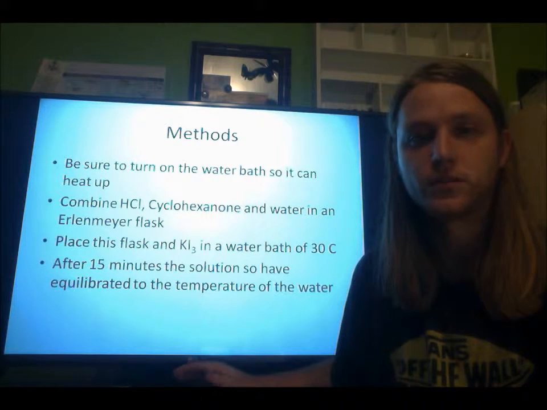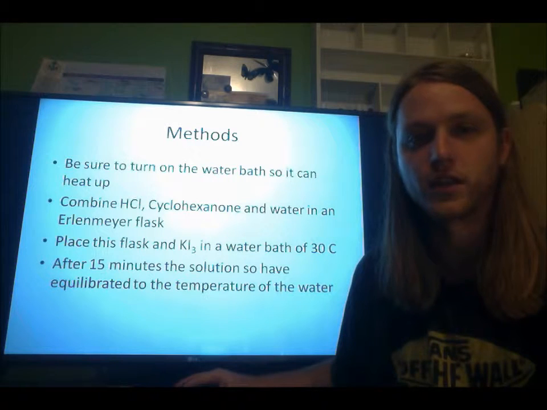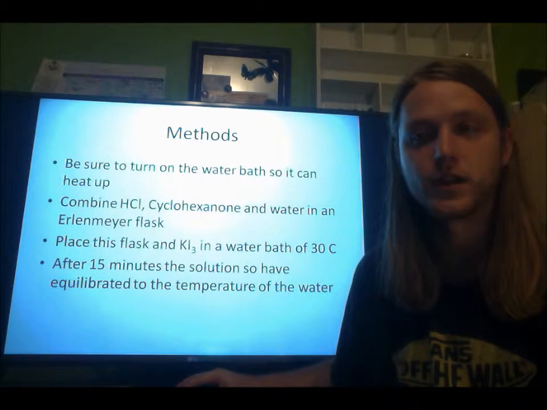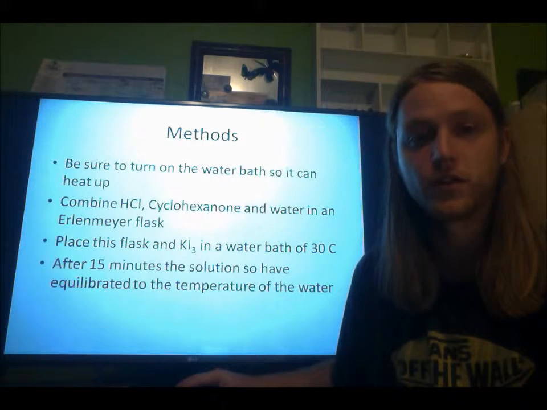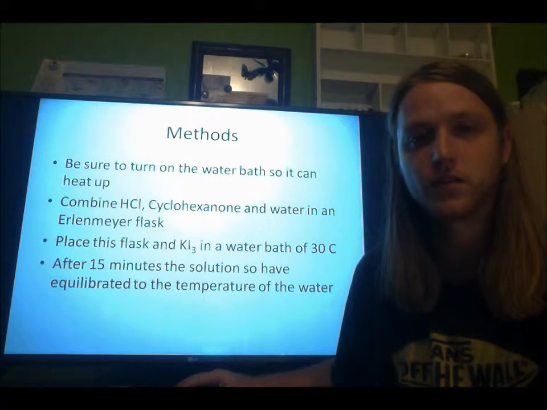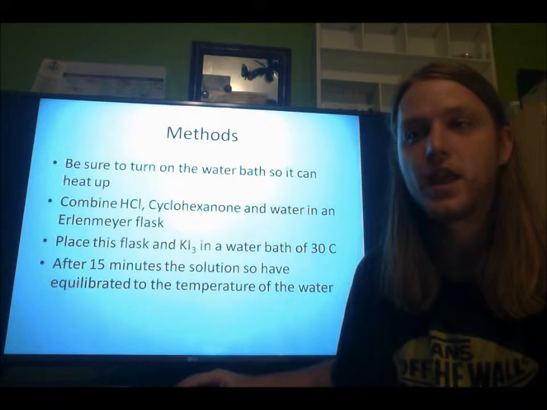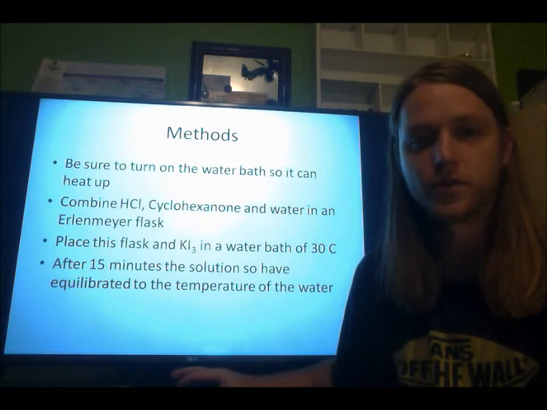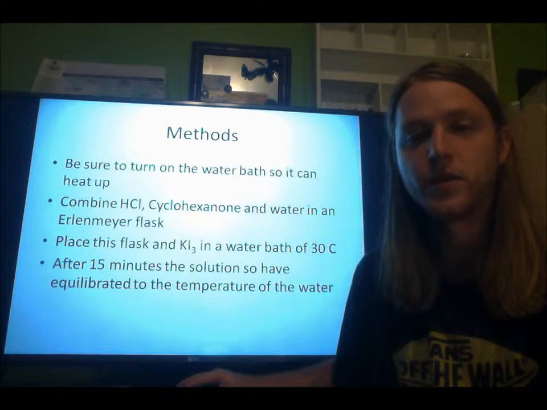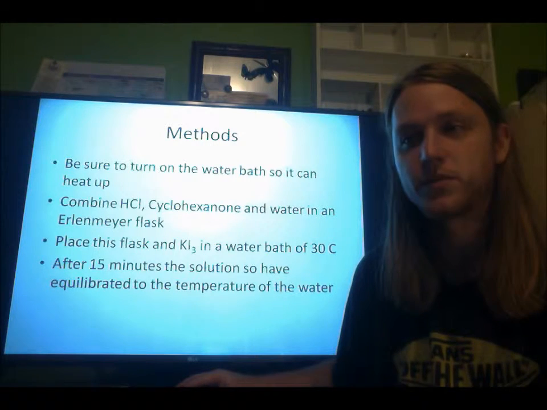How we're going to actually perform this reaction is we're going to turn on the hot water bath as soon as we get into the lab to ensure it's up to temperature when we're ready to use it. And then we're going to combine the hydrochloric acid, the cyclohexanone, and water in the Erlenmeyer flask, and we're going to place that flask and a separate flask of the potassium triiodide in the water bath, which should be about 30 degrees Celsius, and we're going to let them equilibrate for about 15 minutes until everything's up to temperature.